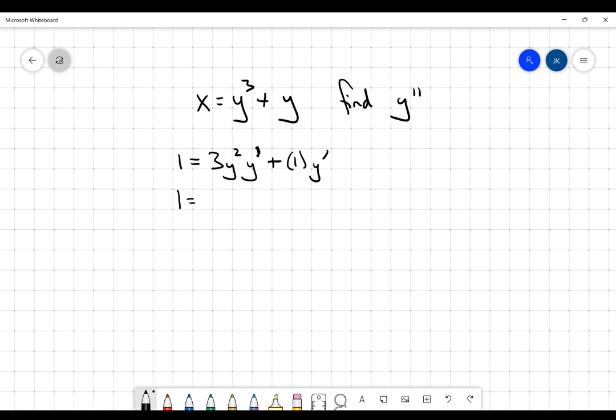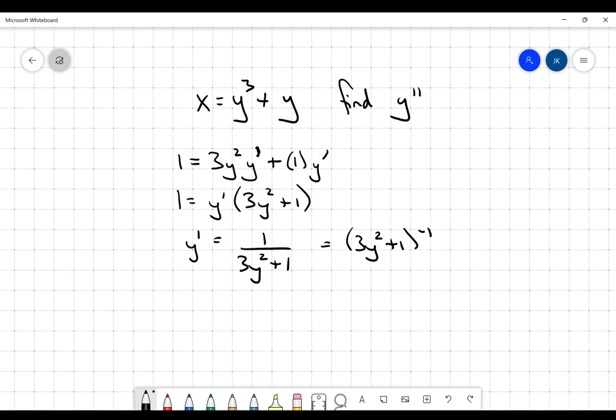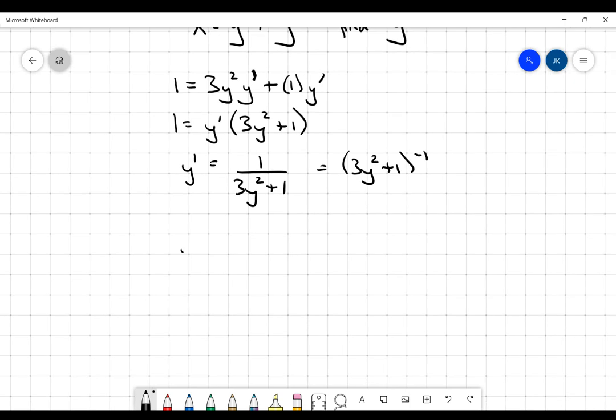So now I'm going to factor out that y prime, and I get 3y squared plus 1. And I would solve for y prime, and I'll get y prime is equal to 1 over 3y squared plus 1. And actually, for the sake of what I'm about to do here, I'm going to write this as (3y squared plus 1) to the negative 1. Now I'm going to take my second derivative of this bit right here. So that's going to be negative (3y squared plus 1) to the negative 2. Okay, so I brought down the exponent, reduced it by 1.